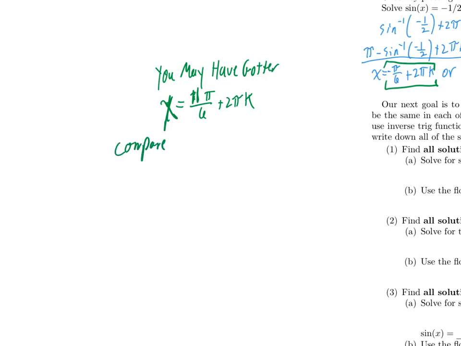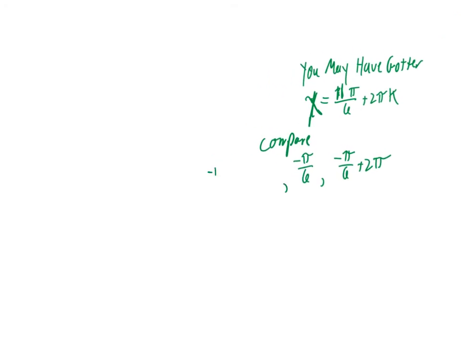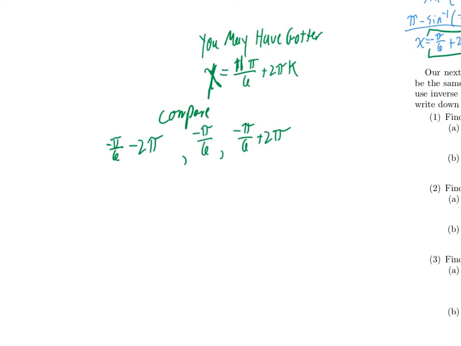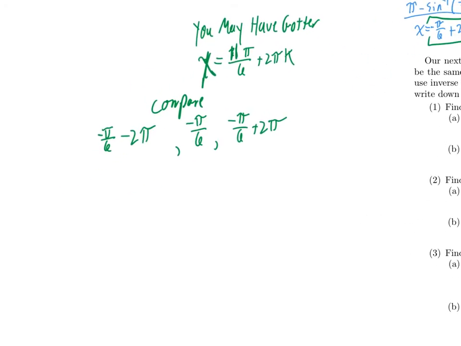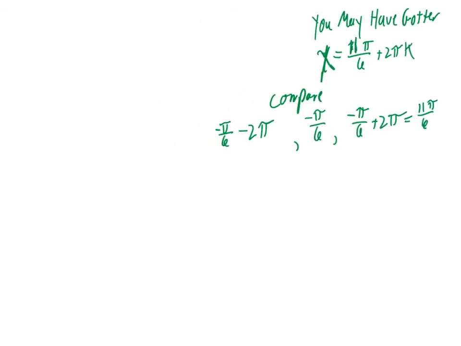So let's see. In the first family of solutions, I see negative pi over 6. I see negative pi over 6 plus 2 pi. Now let's actually go the other way. I see negative pi over 6 minus 2 pi. So let's simplify these two things on either extreme. So let's see, 2 pi is 12 pi over 6. So this will give me 11 pi over 6. This one will give me, I guess, negative 13 pi over 6.